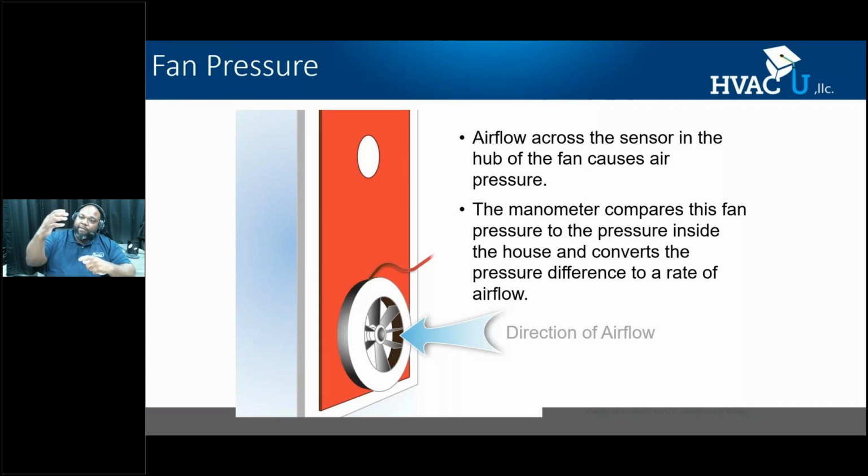The higher the CFM50 number, the leakier the house, the bigger my load for heating, and the bigger my load for cooling.